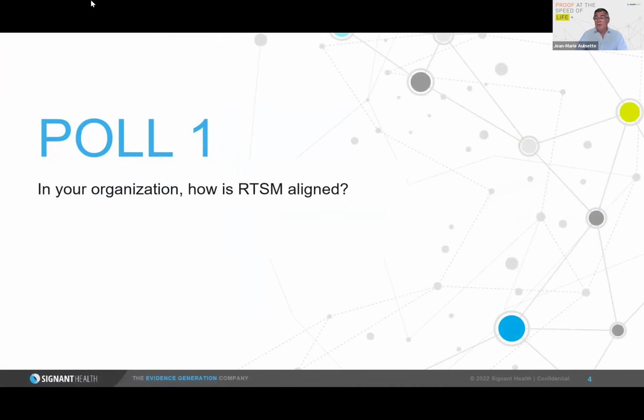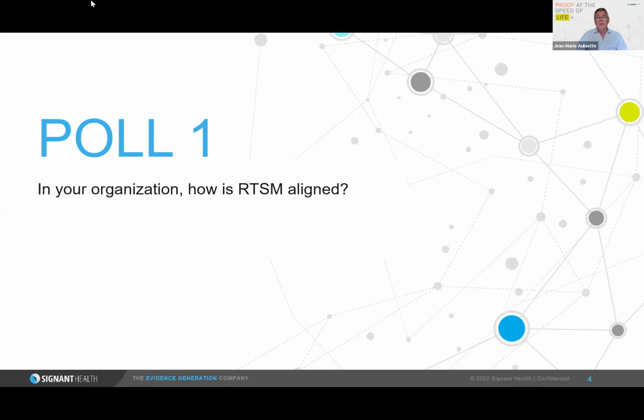So poll number one, question number one, and you can answer using the system as well. In your organization, how is RTSM aligned? So you will see different answers. First answer is as a clinical operations system, supply management system, or as a data management system. Every organization is different, so we are really looking at your answers to have a good understanding about the panel and where we are here.